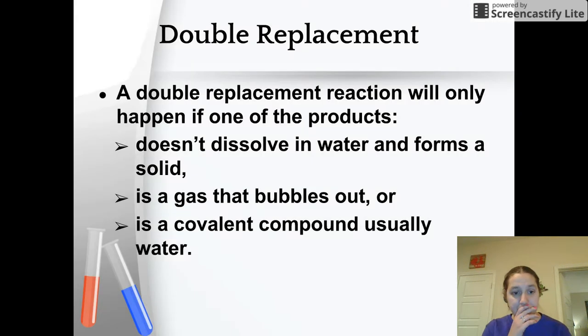Okay, so double replacement reactions have three driving forces, so they only occur if one of the three things occurs. One, we form a solid, meaning one of them doesn't end up dissolving. That solid would be called a precipitate. Or we form a gas that bubbles out, or we form a covalent compound, which is typically water. If one of these three things happens, the reaction happens. If none of these three things happen, the reaction does not occur.